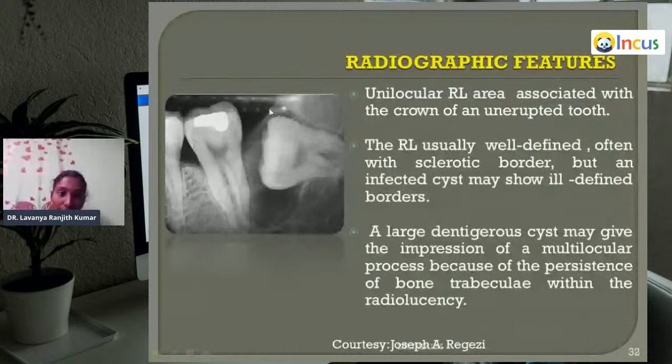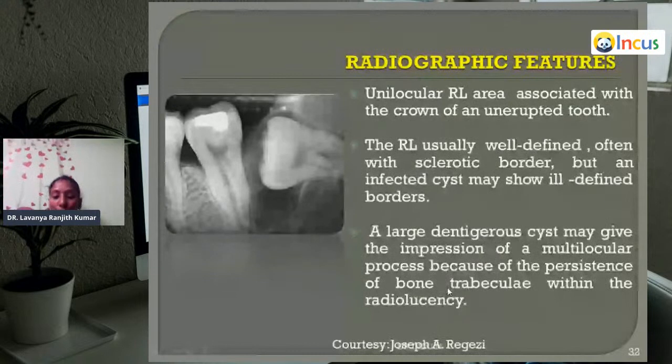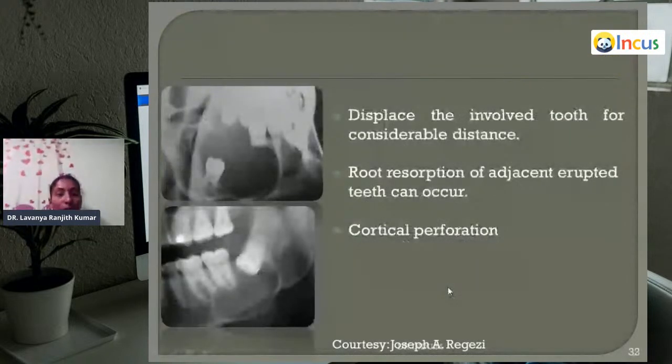This radiolucency is usually well defined, with a sclerotic border. But if it is infected, it may show ill-defined borders. A large dentigerous cyst may give the impression of a multilocular process because of the persistence of bony trabeculae within the radiolucency.